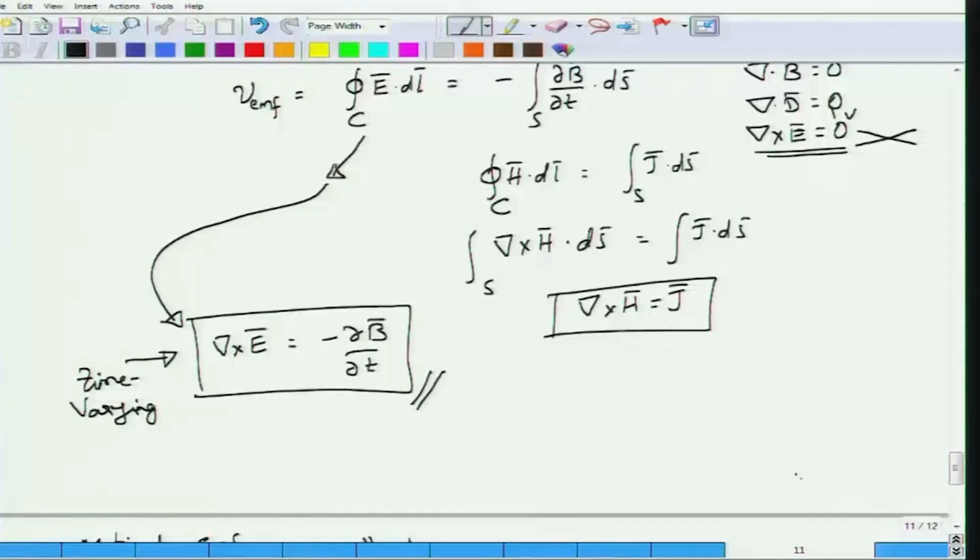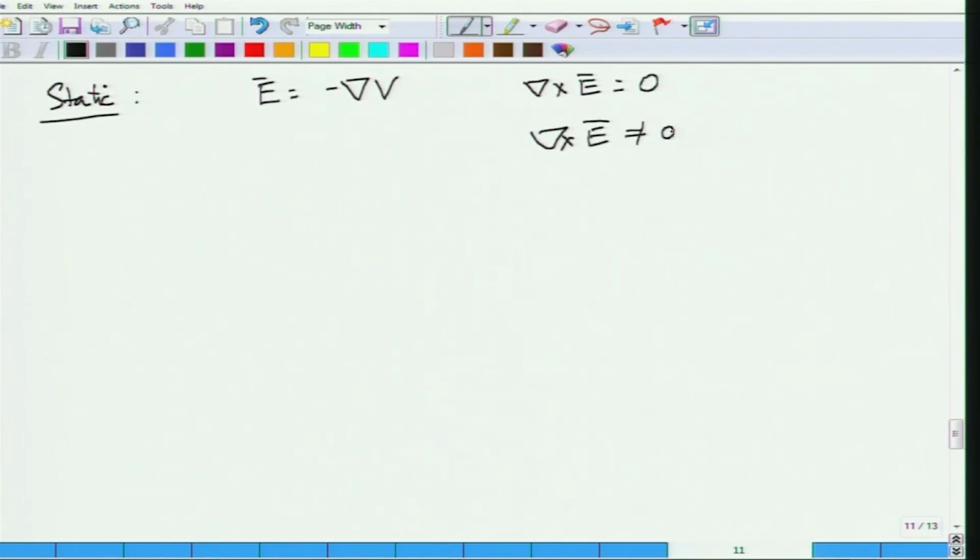We want to develop one additional form for the electric field, which is interesting because we have seen that electric field is equal to minus gradient of V earlier. For the electrostatic case, we were able to write this electric field as minus gradient of V because del cross E was equal to 0. This was for the static electric field case. But now del cross E is no longer 0. In fact, this is actually equal to minus del B by del t.